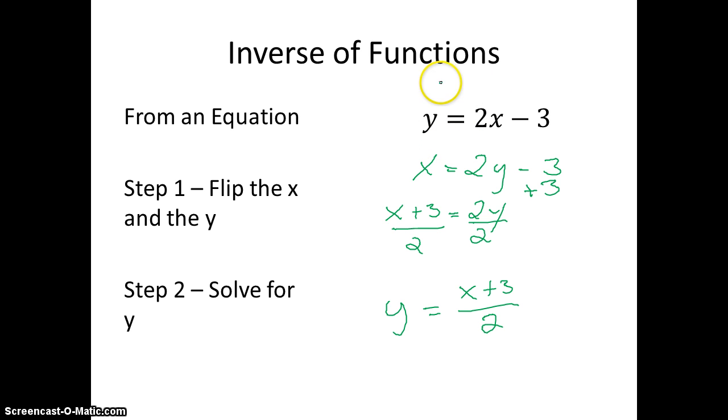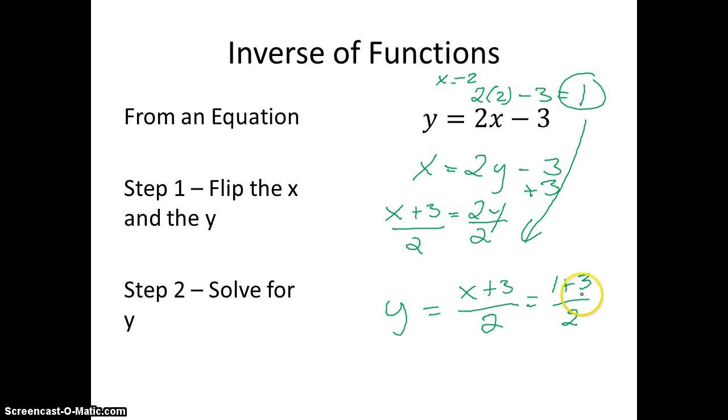Now, let's say I choose x equals 2 to try this. So I go 2 times 2 minus 3. 2 times 2 is 4 minus 3 equals 1. So I'm going to take that 1 and I'm going to plug it into my inverse down here. So I get 1 plus 3 divided by 2. 1 plus 3 is 4 divided by 2 equals 2. 2 matches the same input we had up here, 2. So this checks out, this works.